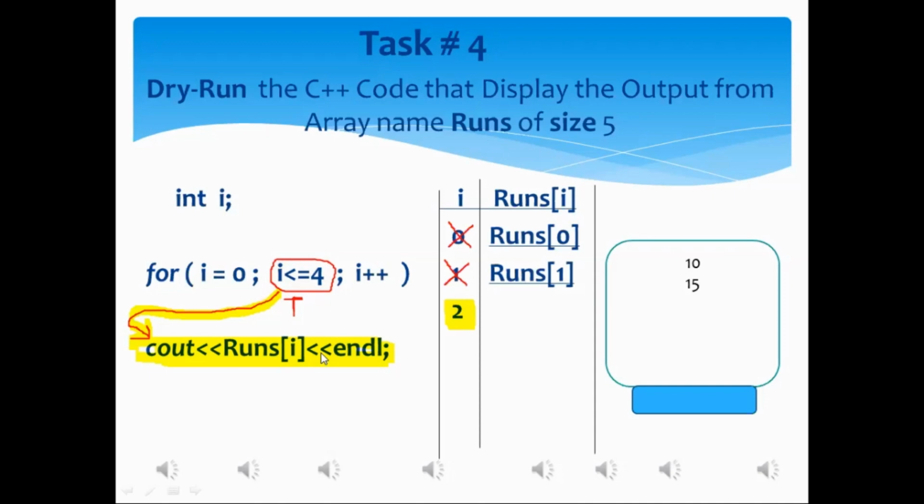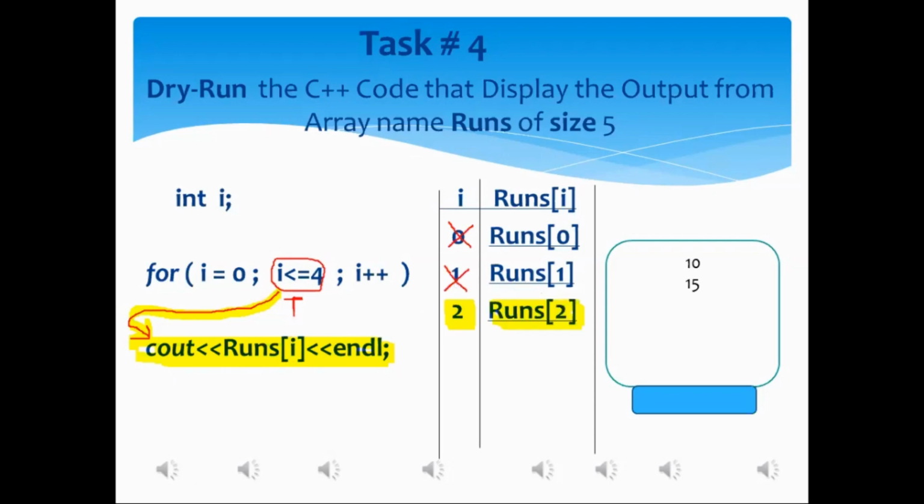Right, sir. Now, to know what this address is, what is the current value of I? 2, sir. Okay, if you place the current value of I, that is 2, in the address we have specified in the cout statement, what will this address become? Runs within square bracket 2.